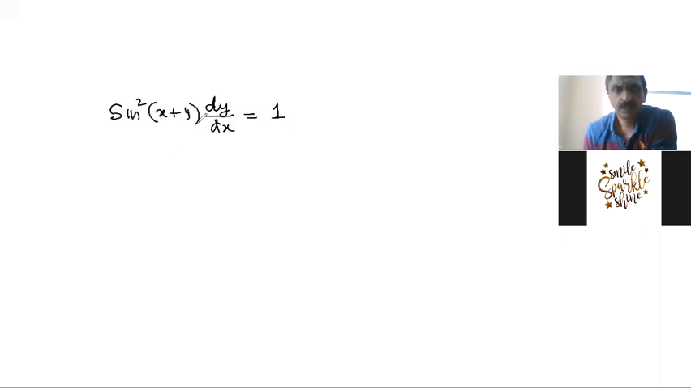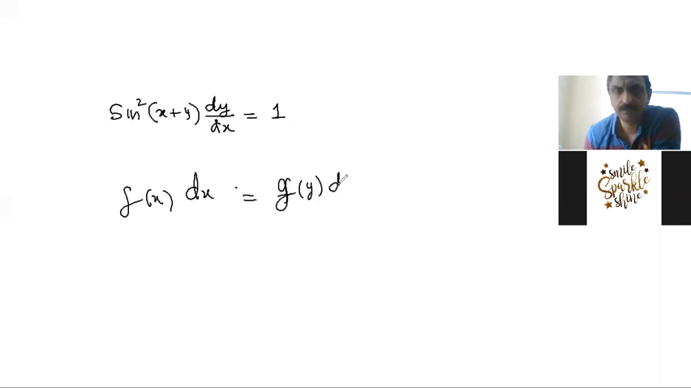Now look at this differential equation: sin²(x + y) dy/dx = 1. I have a very simple question. Whatever I do, I cannot bring all the x terms with the dx and all the y terms with the dy. This is not possible, whatever arrangement I make. Do you agree? I cannot bring all x with dx and y with dy, so it is not a variable separable problem.